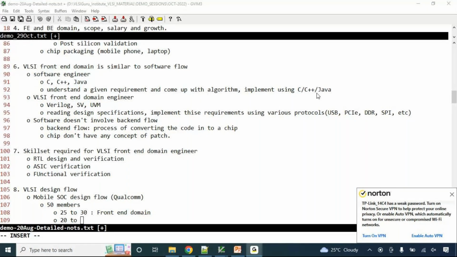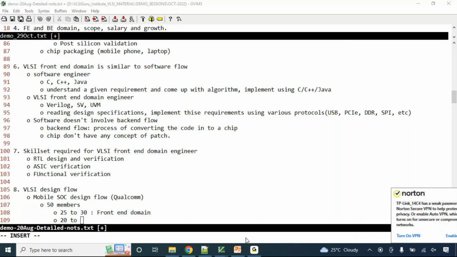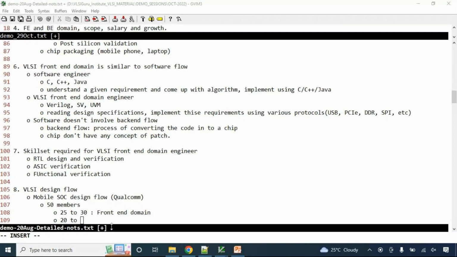Okay, fine. So assume Qualcomm has 50 members working on one mobile SoC design flow, right? 25 to 30 members will be into front-end domain. Around 20 to 25 will be into back-end domain. Now this 25 to 30 people, how they are distributed is, architect will be only one.